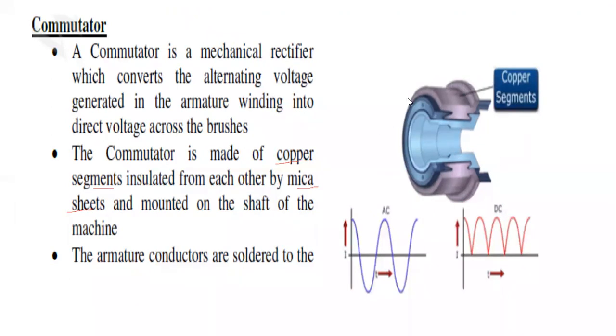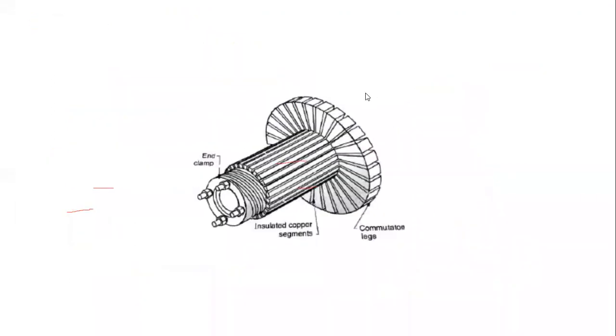This is the practical view of the commutator. This is another practical view of the commutator. These are the insulated copper segments and these are the commutator legs. These are the end clamps. This is the practical view of a commutator.